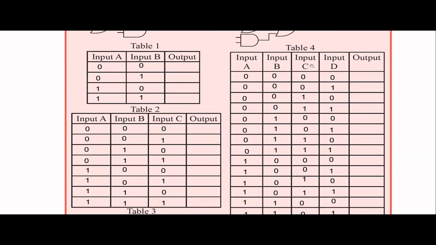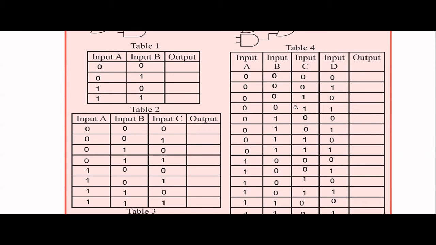That means 2 to the power 4, there will be 16 records. So here 8 zeros, 8 ones, 4 zeros, 4 ones, 4 zeros, 4 ones, 2 zeros, 2 ones, 2 zeros, 2 ones, 2 zeros, 2 ones, like that. And then the last column, 0, 1, 0, 1, 0, 1, 0, 1.